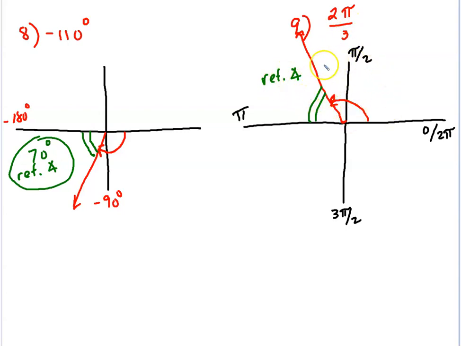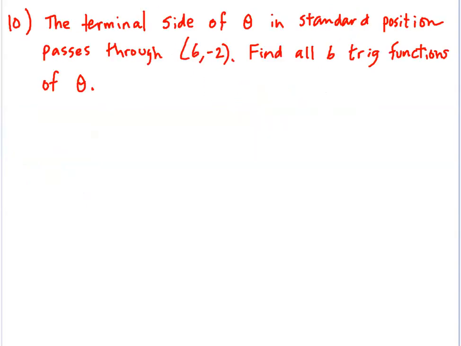So I went 2/3 of the way to pi. That means there's a third left. So pi over 3 would be the reference angle. All right, very good. Okay, so we've got a couple of these problems where we're given the terminal side of theta passing through a point.